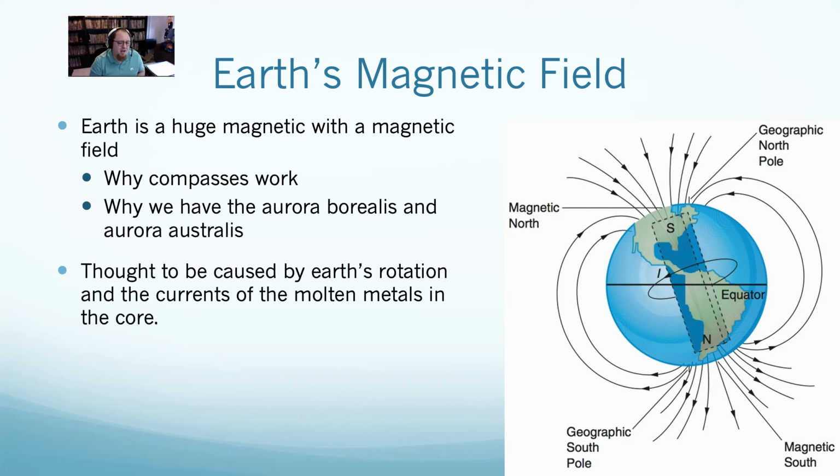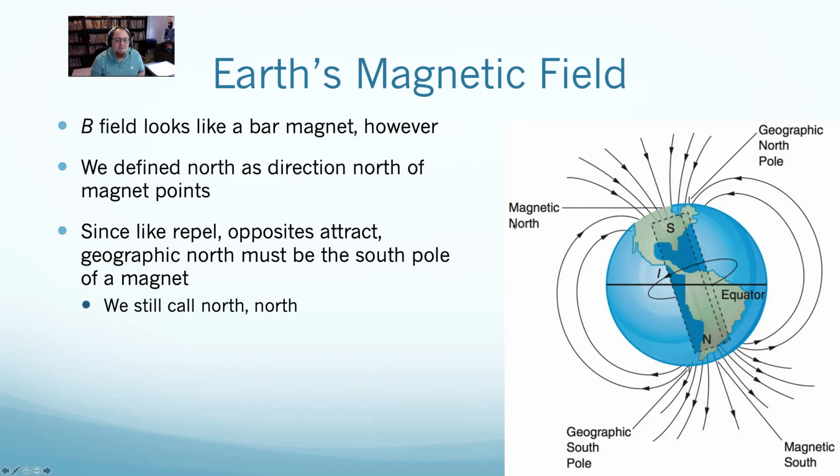The general thought is that it's due to Earth's rotation and the metal that makes up the core. Although I just saw a thing in the news like two weeks ago that we might have greatly misunderstood how the core of the planet is. And that's fun. But the Earth in general does act like a magnet. And the magnetic field of the Earth looks the same as a ball magnet.